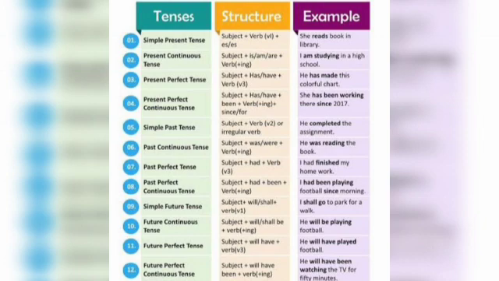The fifth type of tense is simple past tense. This tense can be used to express a habitual action in past. Its structure includes subject plus verb second form plus object. For example, he completed the assignment. The sixth type of tense is past continuous tense.